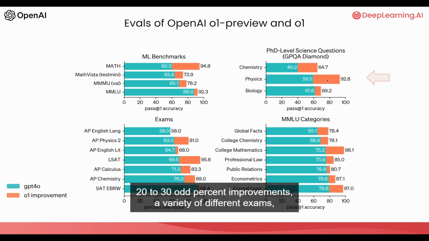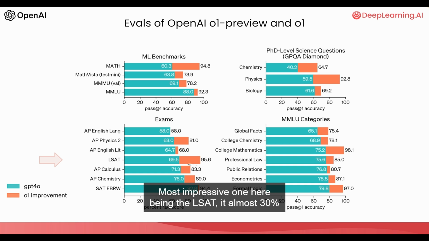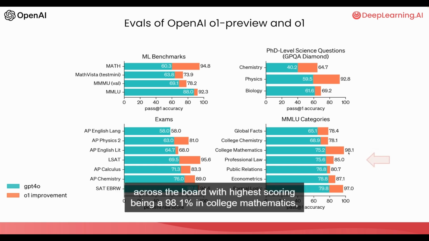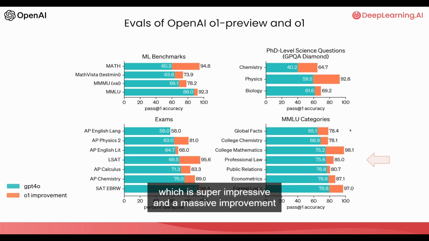Science, 20 to 30-odd% improvements. A variety of different exams, most impressive one here being the LSAT at almost 30% improvement. And lastly, the MMLU categories, where there was improvement across the board, with the highest scoring being a 98.1% on college mathematics. Just super impressive and a massive improvement over the previous family of GPT-4o models.